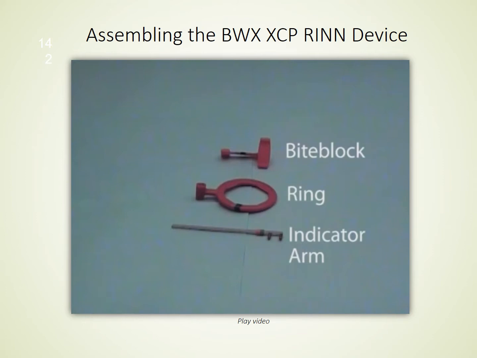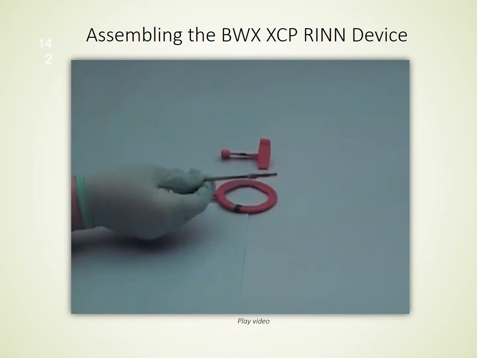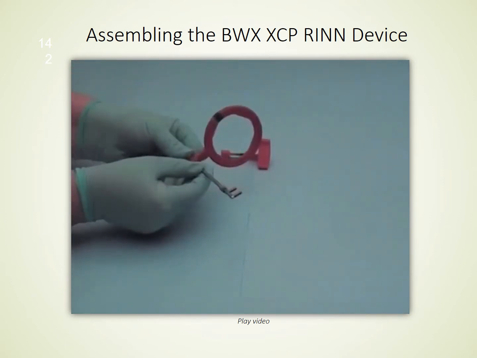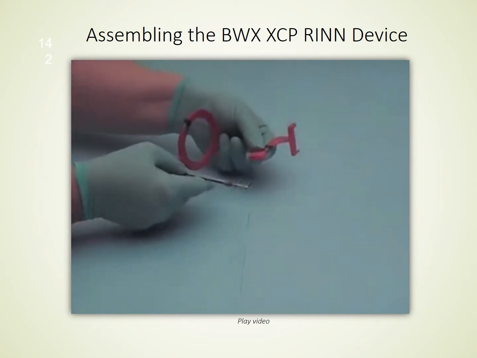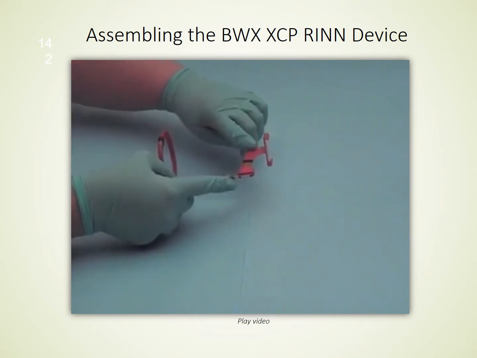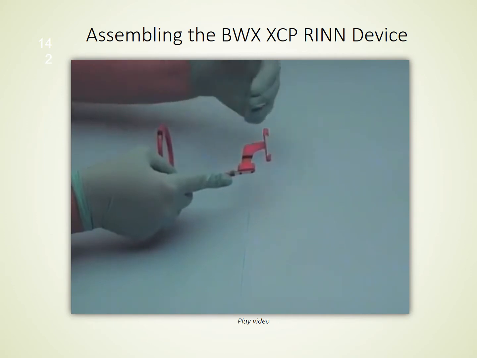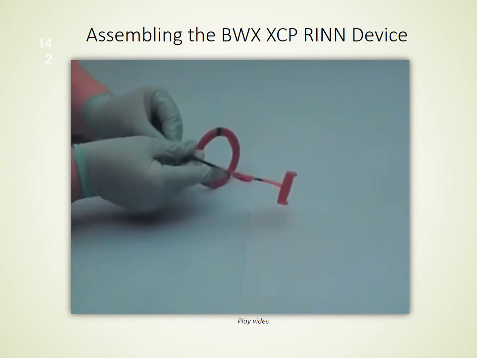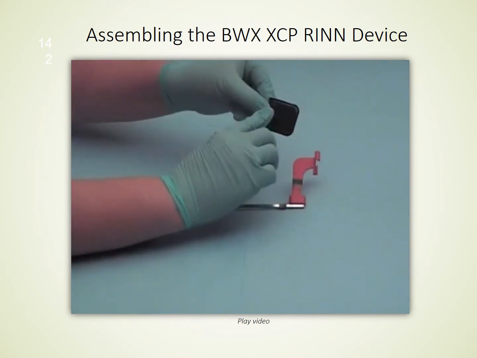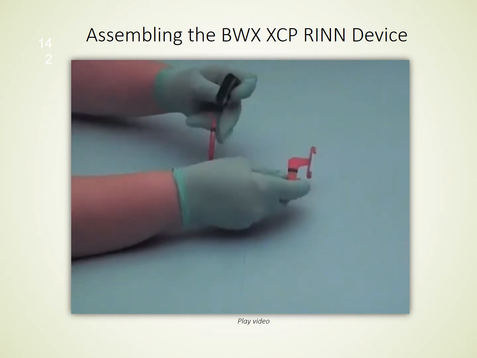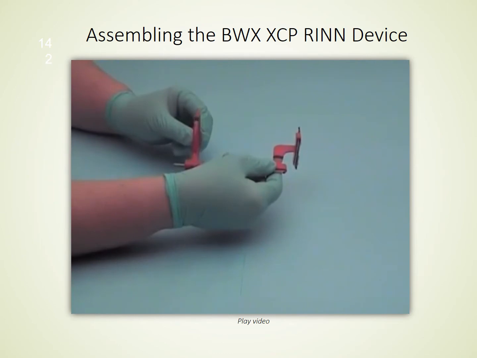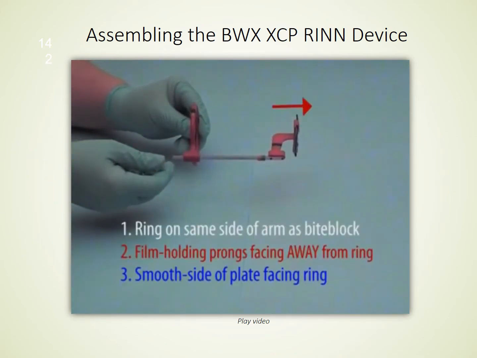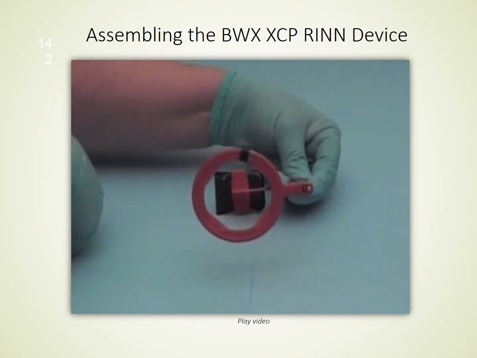To assemble the bite wing XCP holder, we take the indicator arm, and we slide the aiming ring on with the ring facing the same direction as the prongs. We take the receptor holder and we slide it into the pins. We make sure that where the film is going to be positioned is away from the rings. In order to place the plate, we make sure the smooth side is facing the aiming ring. When checking your assembly, make sure you can see the smooth side of the plate centered.